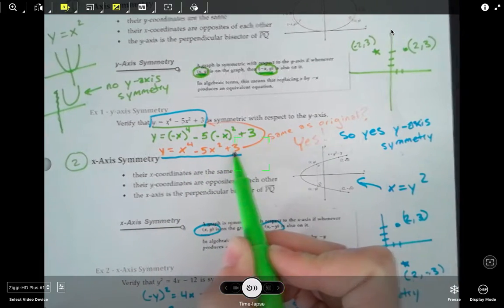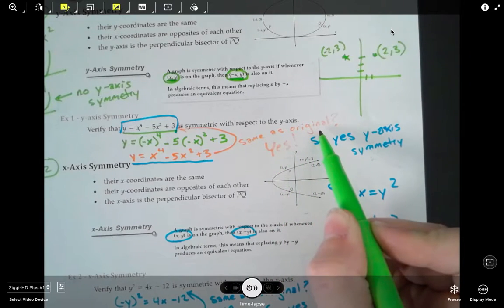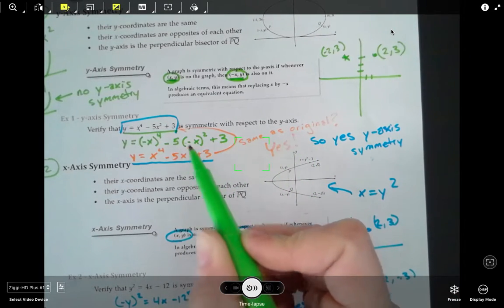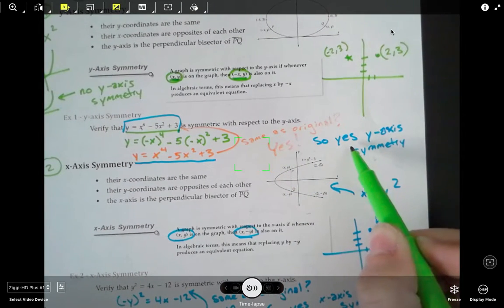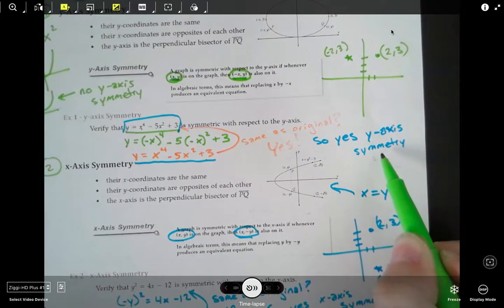Now the question that you're going to ask yourself is, is this the same as the original equation? This guy right here is what we ended up with. This is what we started with. So yes, that's the same. So since they are the same, this is symmetric with respect to the y-axis.